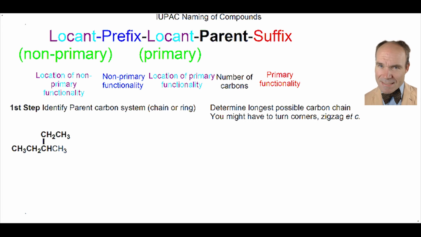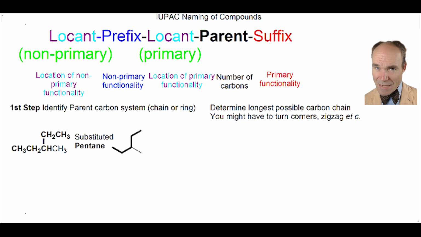But it's a name, so we aren't literally going to call it 5 carbons. The name here is going to be pentane. The pent section tells that there are 5 carbons in the parent system.